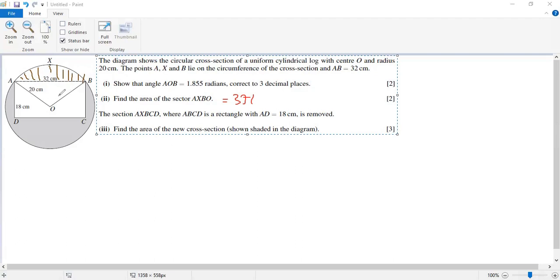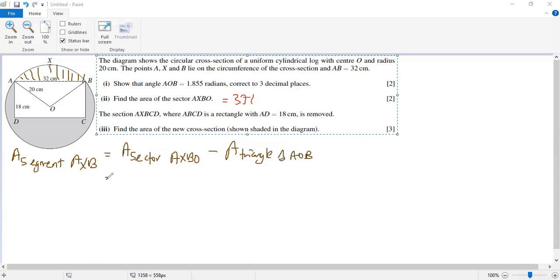The second part again, I can split it to that. So the area of the segment, okay, this is called a segment. Segment AXB, in Malay we say tembereng, okay? AXB will equal to, area of, I write in words first, sector AXBO minus area of the triangle AOB, isn't it?